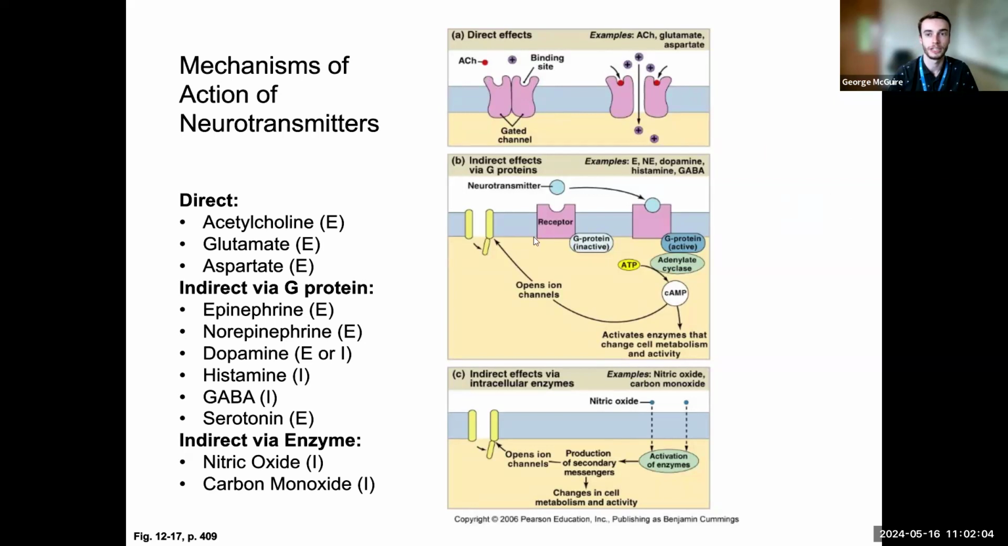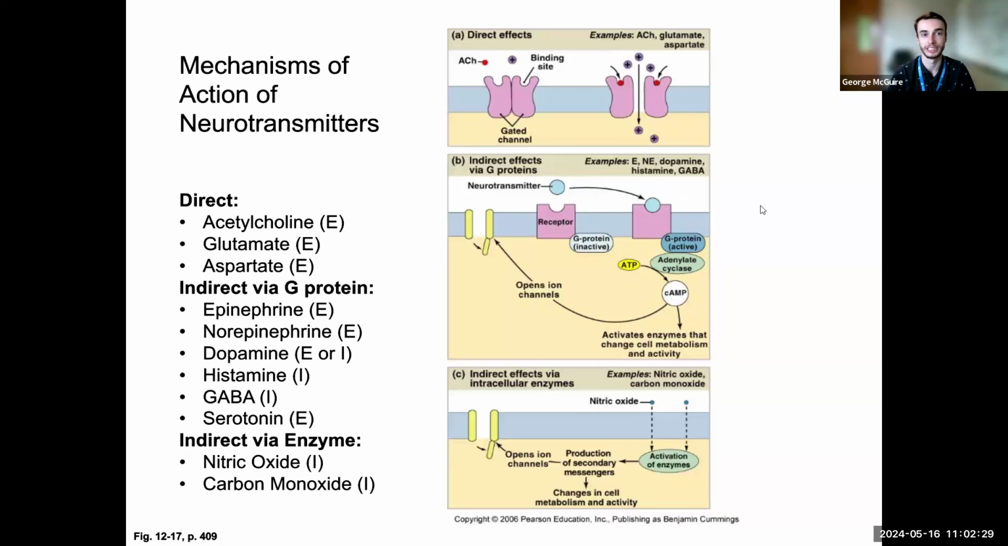But we can also have indirect effects, which means that the neurotransmitter binds with a membrane protein. That causes the membrane protein to activate some other protein, which may even activate another protein. And then that protein goes and does something, such as a lot of the genetic control, so causing the expression of certain genes to produce these various proteins in response to neurotransmitters.